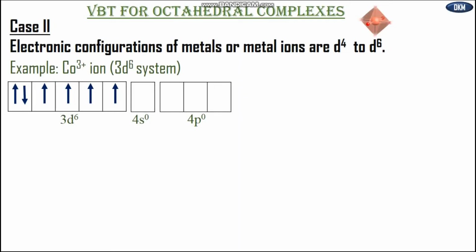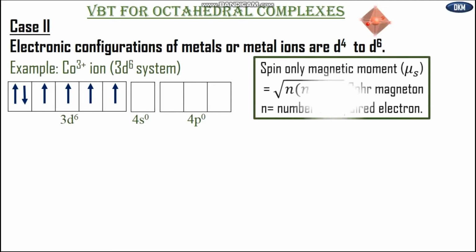Now observe an interesting thing. In case of electronic configuration d4 to d6, you have seen that it may form outer orbital complex or inner orbital complex. You know, spin only magnetic moment μs is equal to root of n into n plus 2 Bohr magneton.